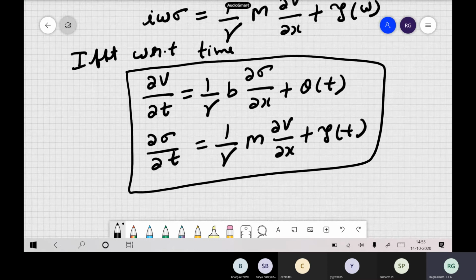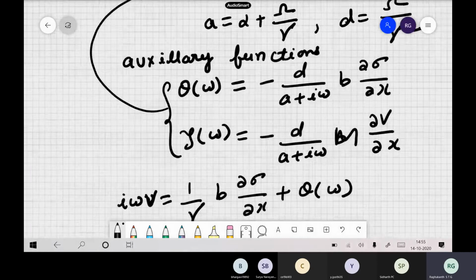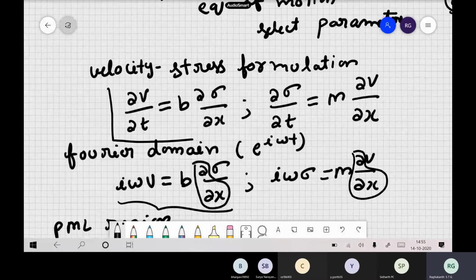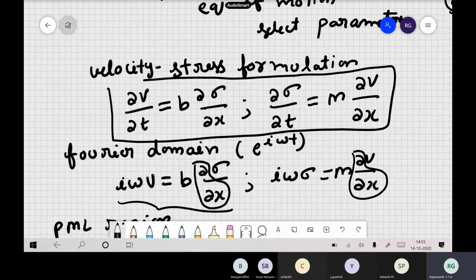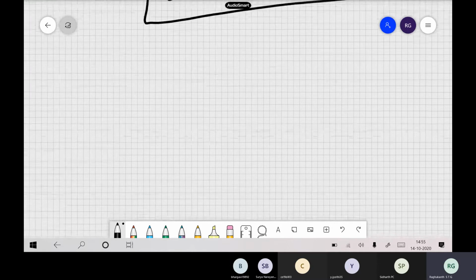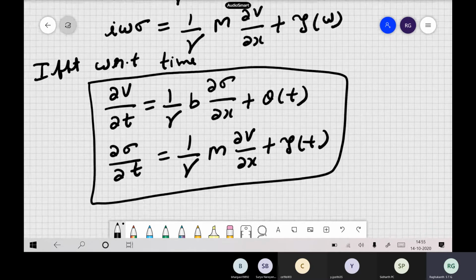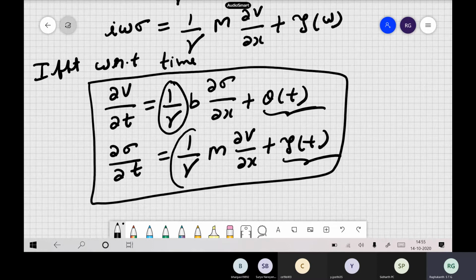Now in our original medium, what are our equations? In the original medium, these are our equations, ∂v/∂t and so on. Now in our perfectly matched layers, what is the equation of equilibrium which we are solving? If you compare this with the previous expressions, everything remains the same. The only thing is, we have this additional θ and ψ, which come into these two terms, and of course you have this 1/γ. So this is the equation of motion we try to solve in our perfectly matched layer.